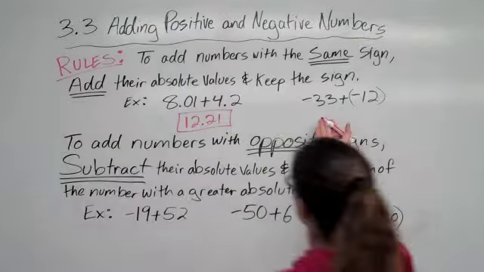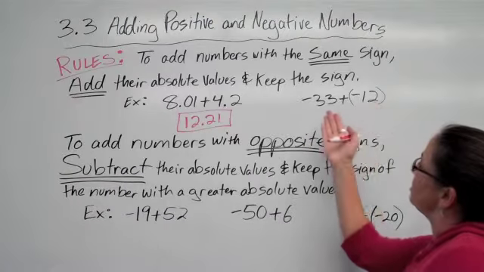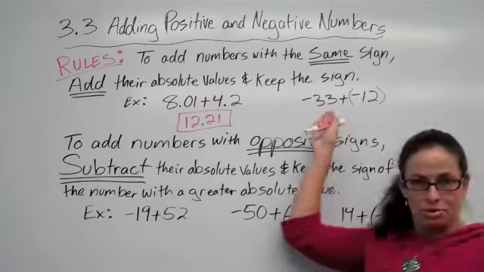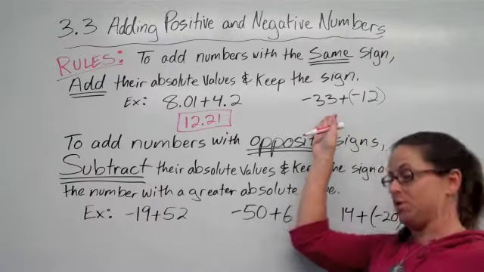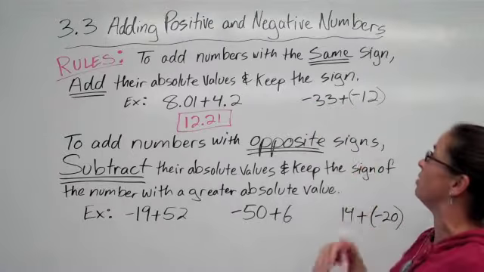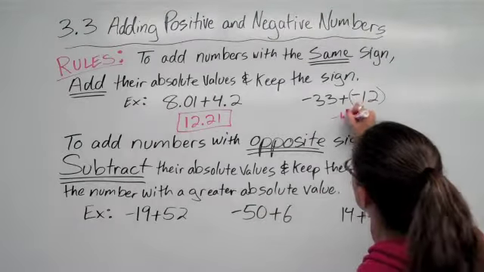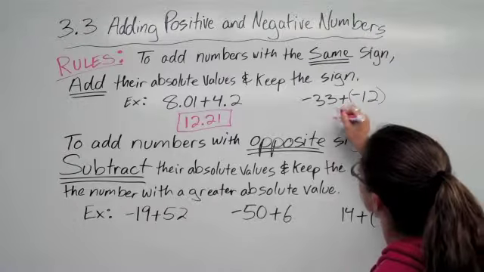Easy. Negative 33 and negative 12, if you follow the directions, it says take the absolute value of negative 33, which is 33, the absolute value of negative 12, which is just 12, add those together, you get 45, and then keep their sign, which is a negative. So it's a negative 45.